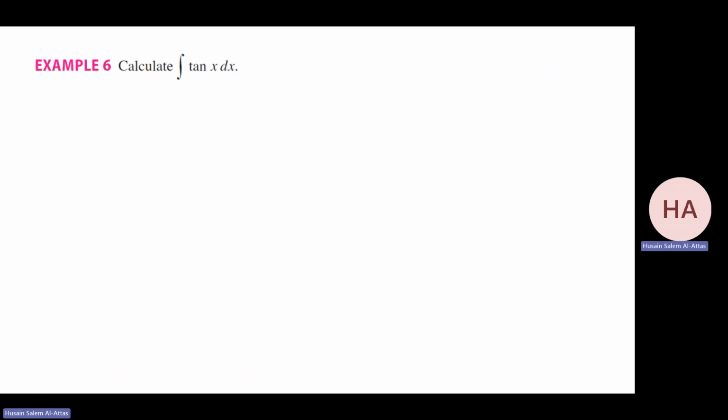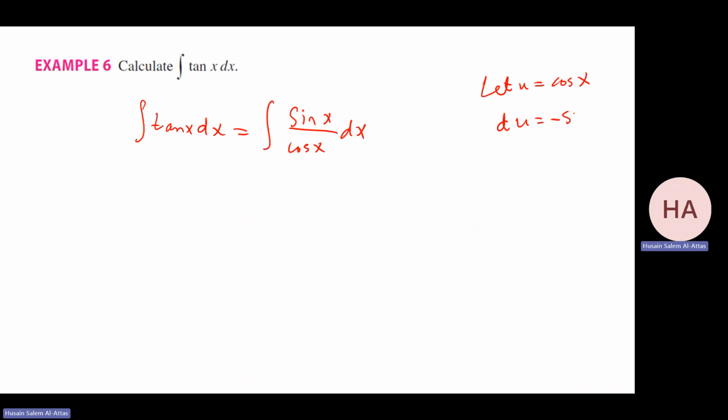Tan x. Now it comes to the trig functions. You can use the same idea with this ln for the trig functions, because I know tan x is what? Sine over cosine. Now if I let u equal cosine, du will be what? Minus sine x dx. It means I need to put a minus here and a minus outside. So that will be minus du over u. And I know how to find this. Ln absolute value of u plus c. It will be minus ln cosine x plus c.